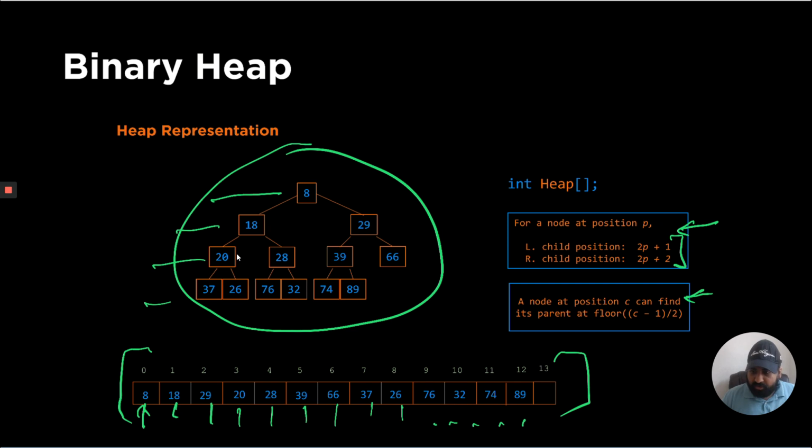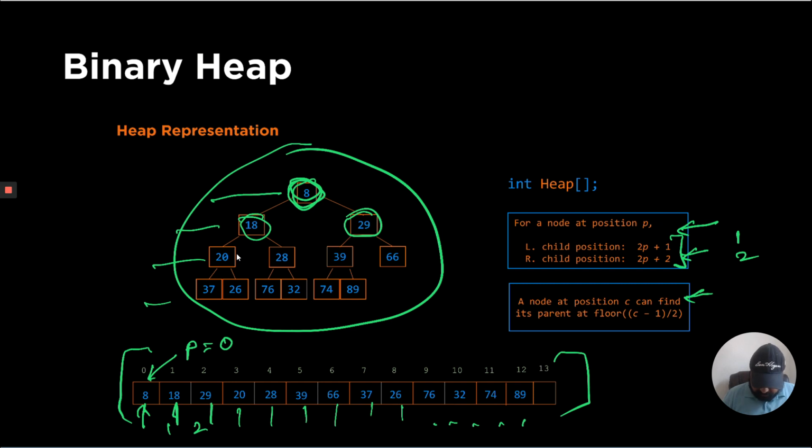So for a node at position p in the array, let's say we talk about this 8, position is 0 for this node. This will have two children, since every node has two children, and those are given by the formula 2p plus 1 and 2p plus 2. Since p is 0, it's going to be 1 and 2. And you can see at 1 and 2, we have these two children, which are 18 and 29. So if we go back to this heap, you can see 8 has two children, 18 and 29.